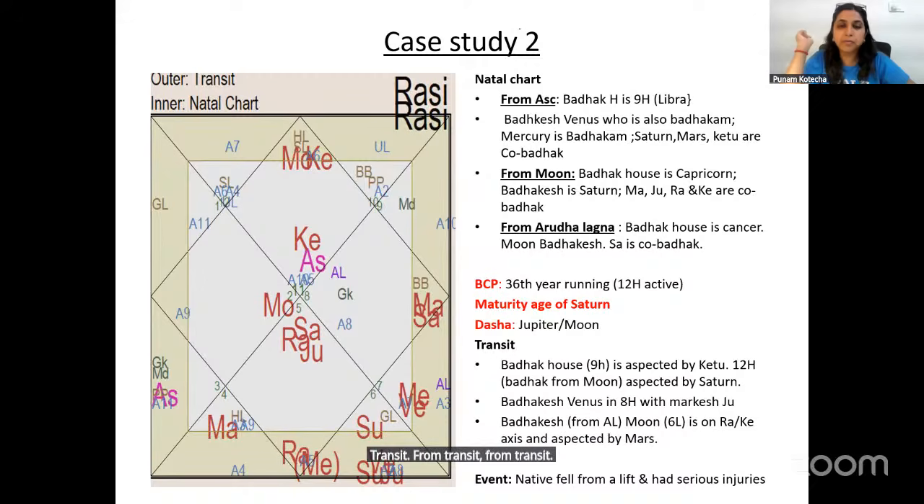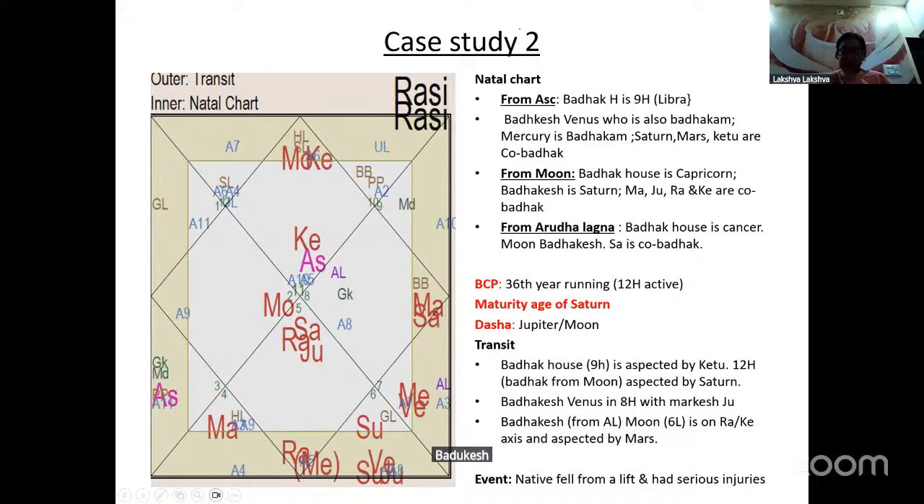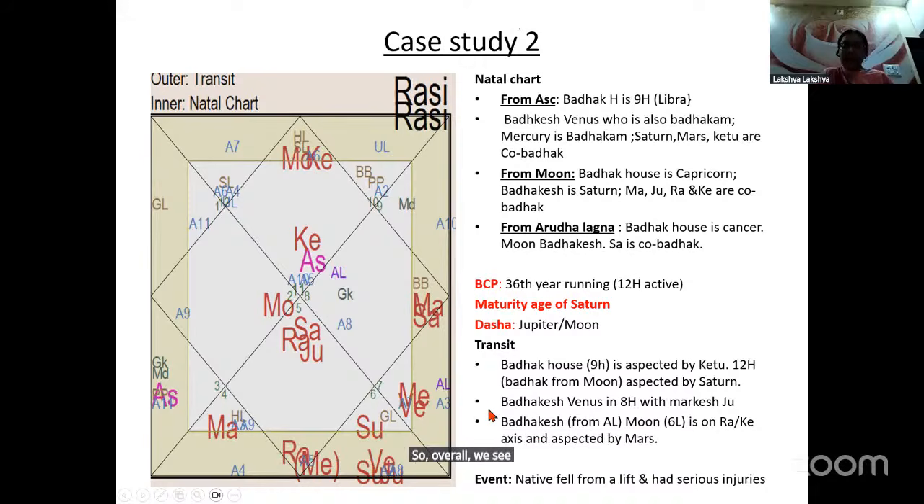From transits, I'll repeat. So, the Badhak house is aspected by Ketu, and the 12th house, which is a Badhaka house from Moon, is aspected by Saturn. Badhakesh Venus is transiting in the 8th house with Marakesh Jupiter. And Badhakesh Moon, which is Badhakesh from Aruda Lagna, is on the Rahu Ketu axis, again aspected by Mars. So overall, we see that all the trik houses were active, especially the 6/12 axis, along with the afflicted Badhak houses.